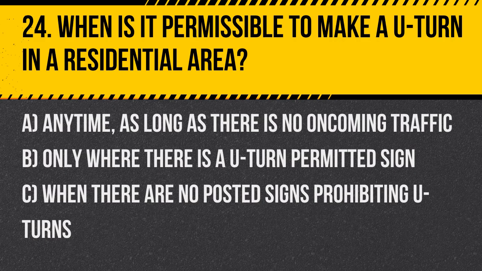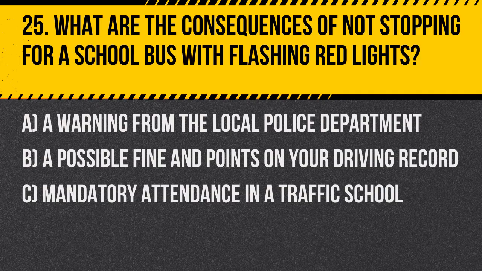Answer: C. When there are no posted signs prohibiting U-turns. U-turns are allowed in residential areas unless explicitly prohibited by signage. Question 25. What are the consequences of not stopping for a school bus with flashing red lights?